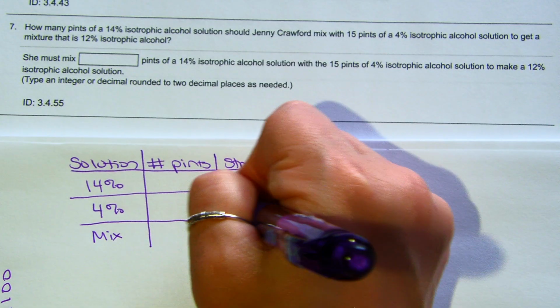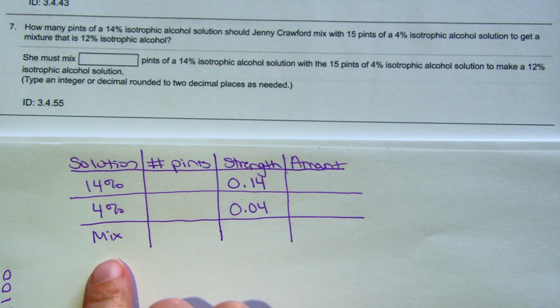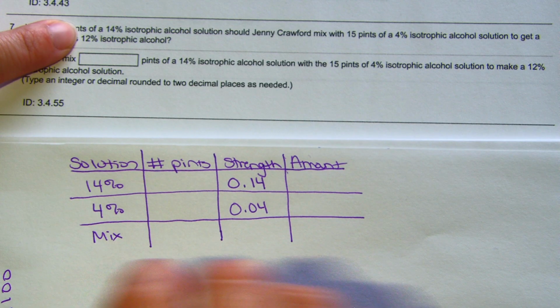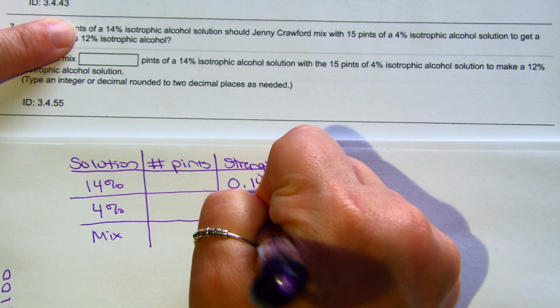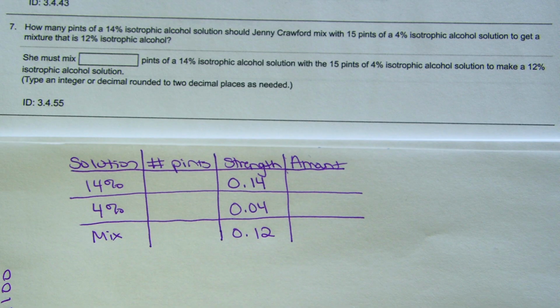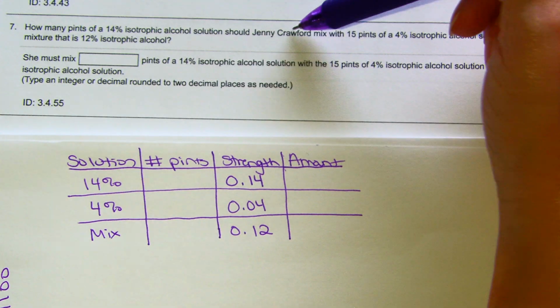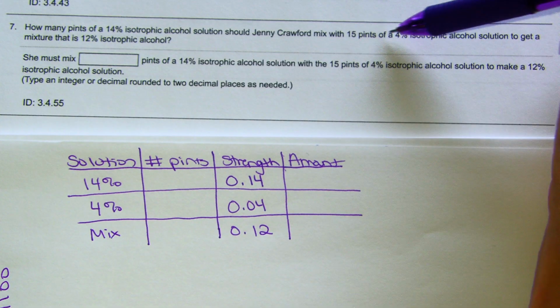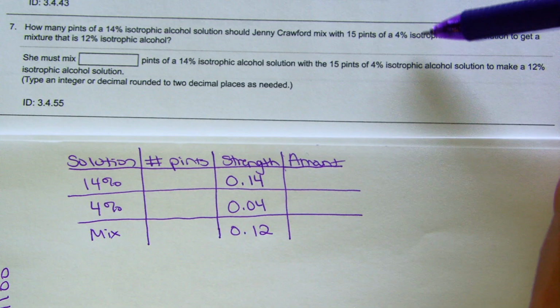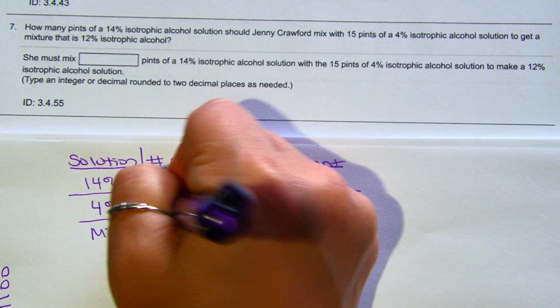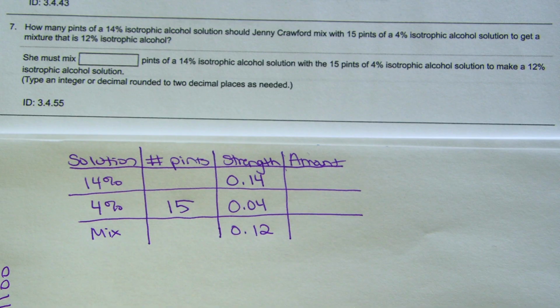Looking through the problem, the only other number I don't have right now is that Jenny is going to mix with 15 pints of the 4%. So I know I have 15 pints of the 4%. And that's all I know. There's nothing else in the problem. So what I need to come up with is, it's asking me how many pints of the 14%. That's my x. That's my unknown. So I put that there.